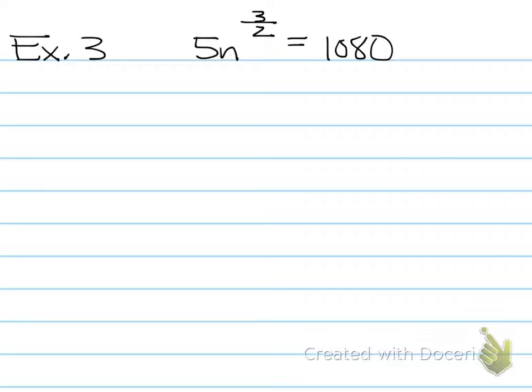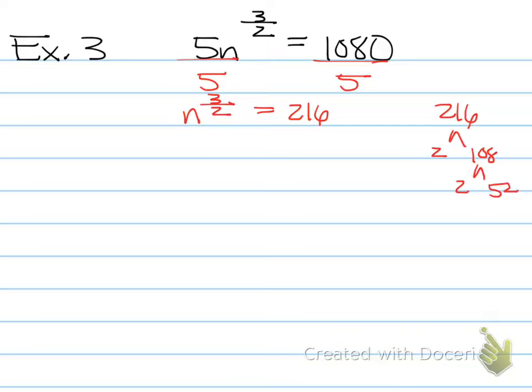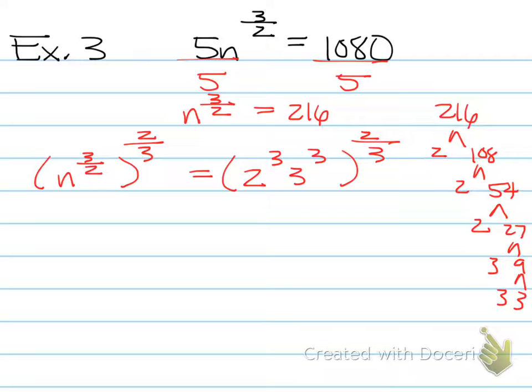Next example, I want to factor that 1080, or we could divide both sides by 5 first. That's going to give us n to the 3/2 equals 216. Do a factor tree. I can write that 216 as 2 to the 3rd power times 3 to the 3rd power. And then, since n is raised to the 3/2 power, we want to do the opposite and raise both sides to the 2/3 power. That'll leave us with just n on the left side.